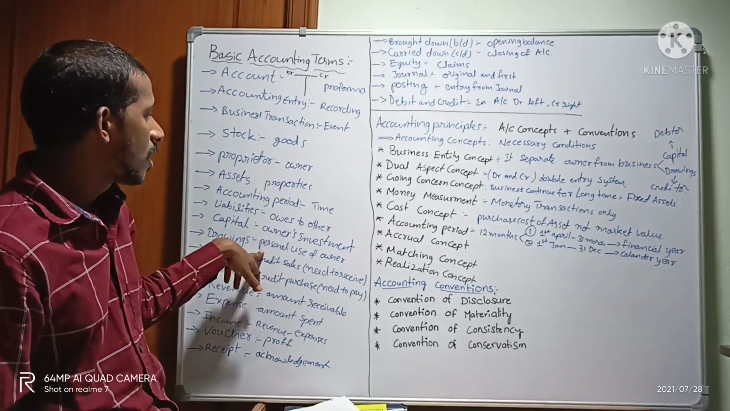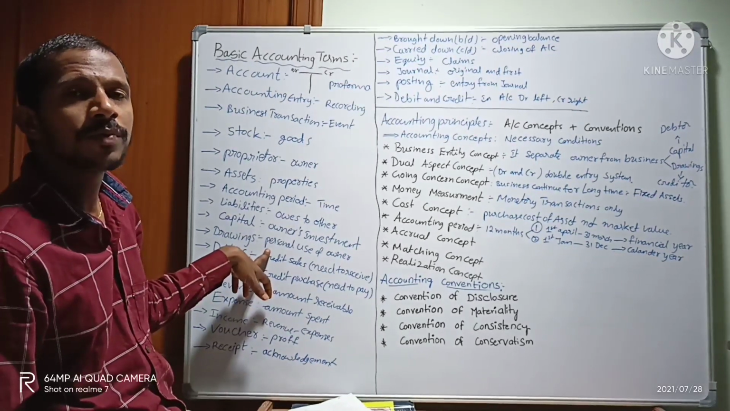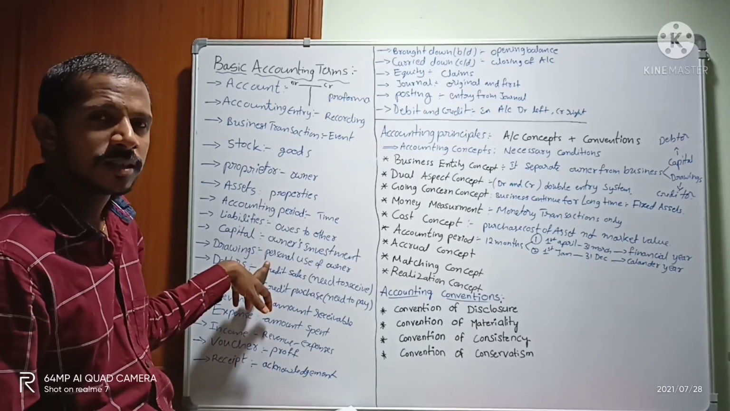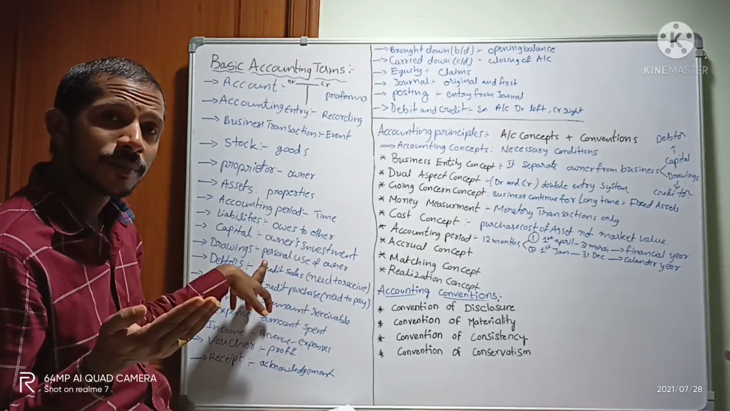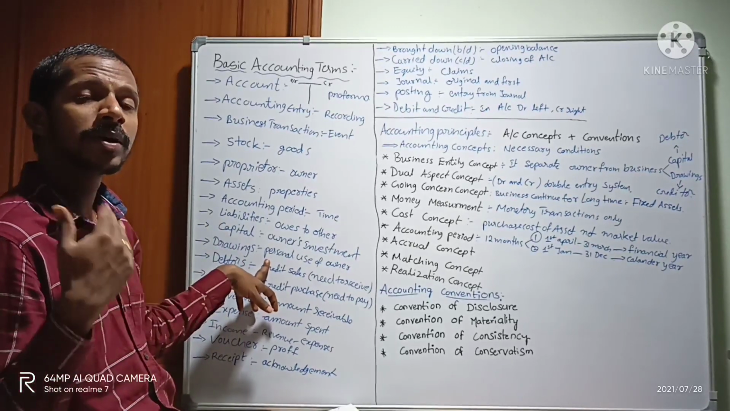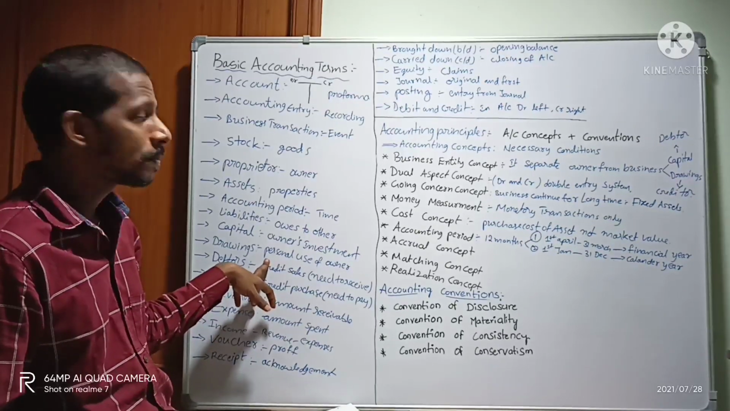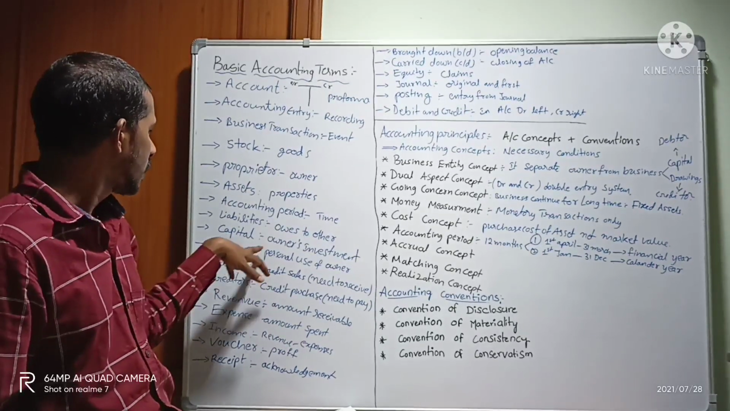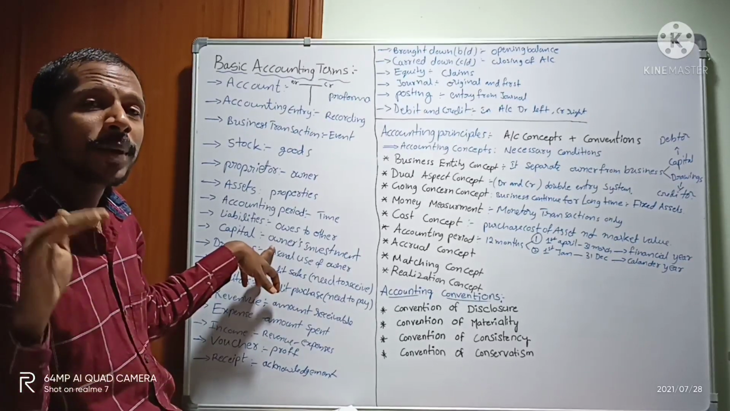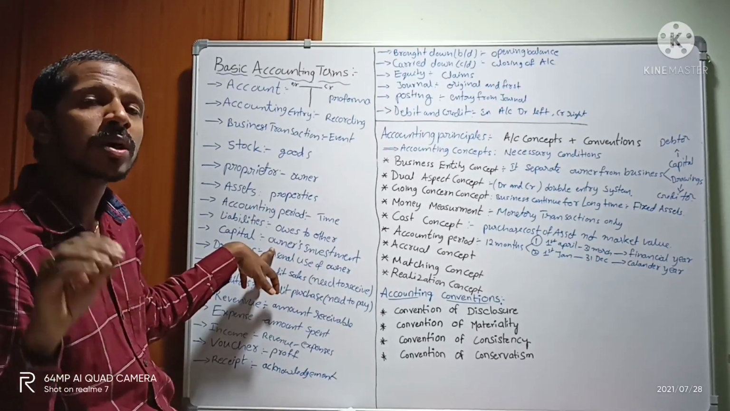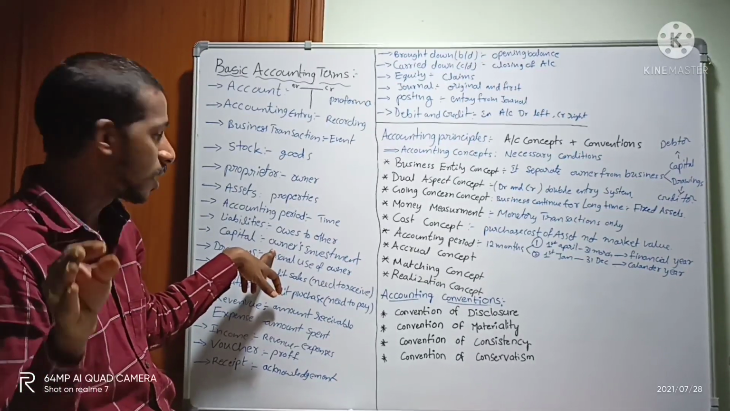Owners sometimes draw amounts from the business for their personal purposes, for their personal uses, which we call drawings. And you can see capital here. On capital, the business will pay interest to the owner.